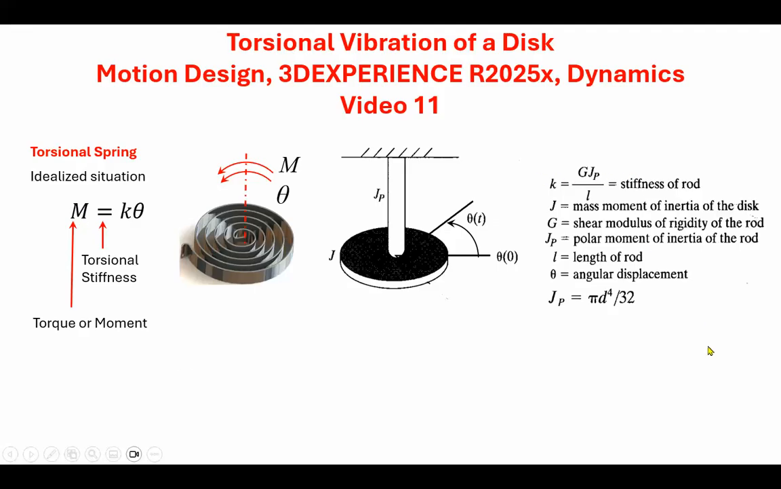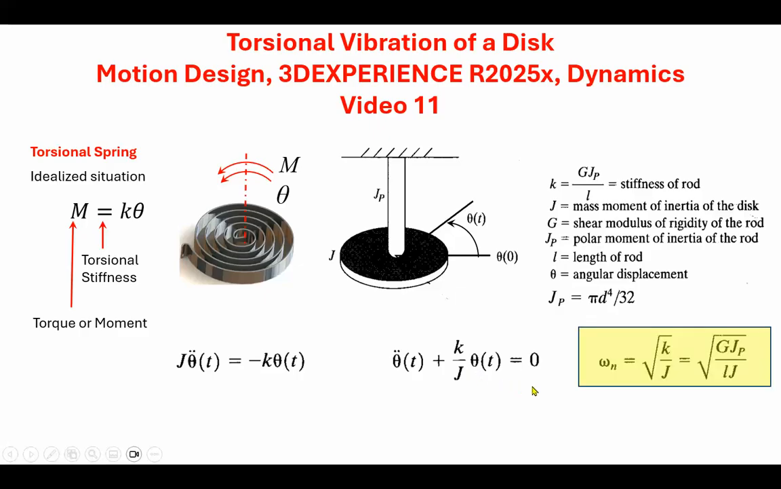Now, when you write the sum of all the moments equal to mass times acceleration in a rotational sense, this is what you're going to get. The only moment is what you see up there, and the mass times acceleration is replaced with mass moment of inertia times the angular acceleration. Now, this can be written in the form on the right-hand side.